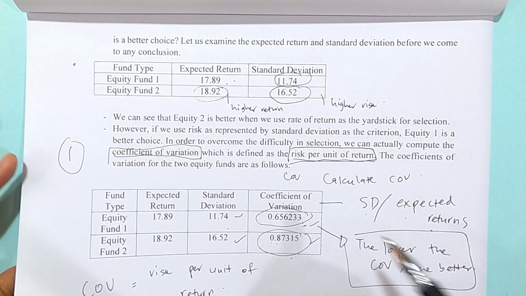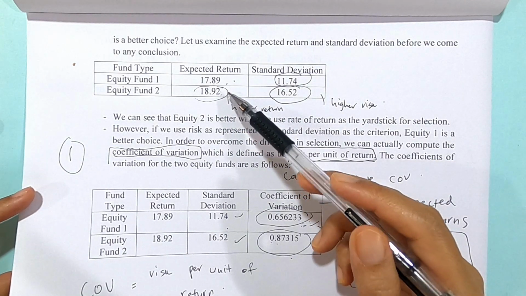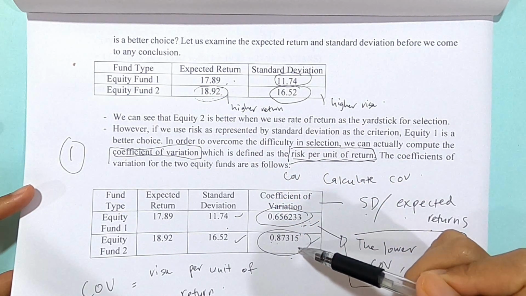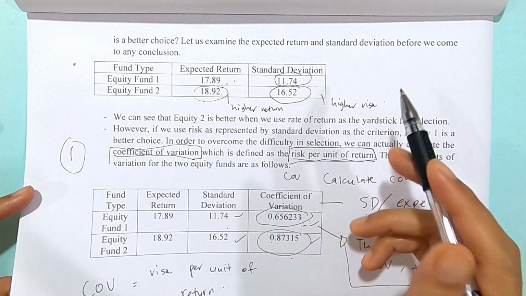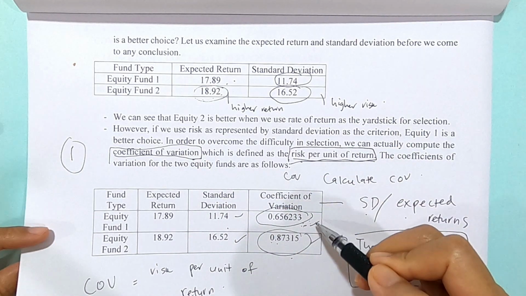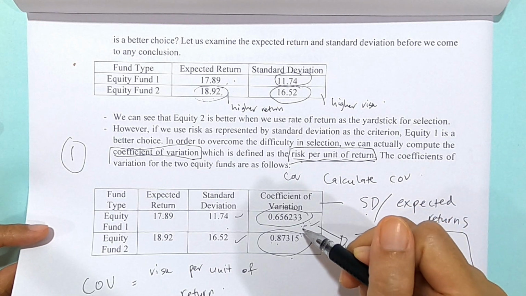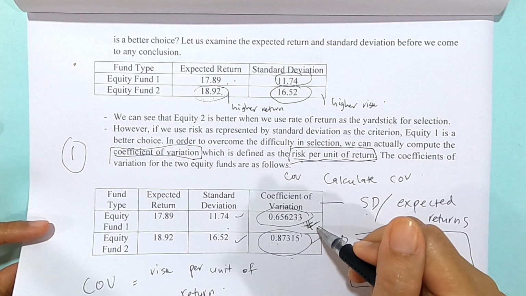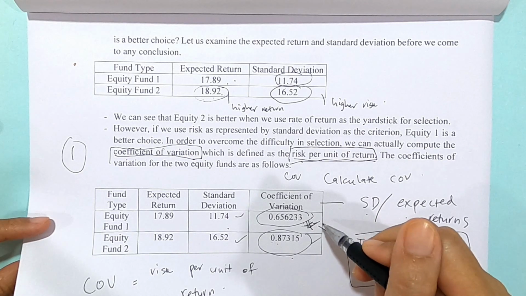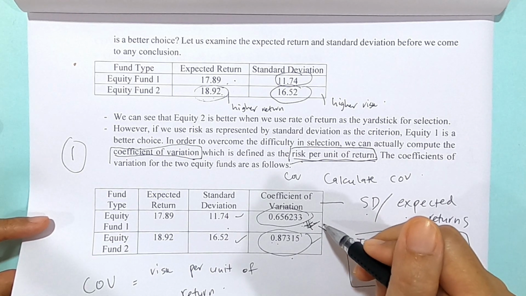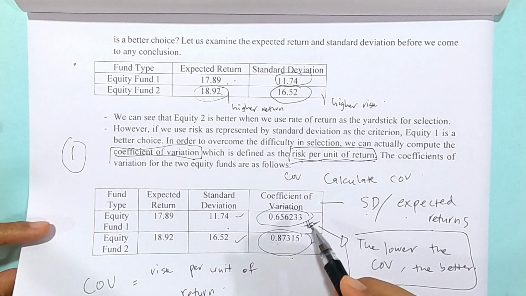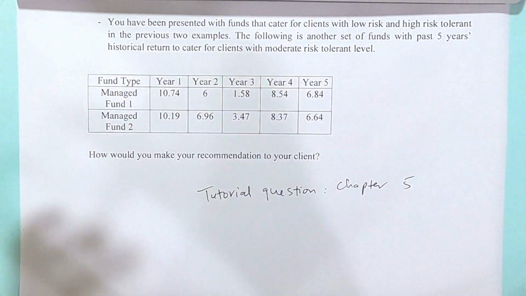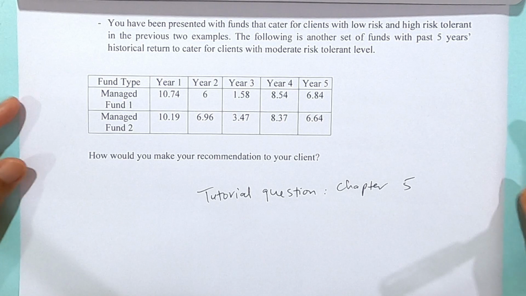So as you can see, although in the previous analysis equity fund 2 is higher in terms of expected return, once we calculate the coefficient of variation, which measures the risk per unit of return, it is more wise to select equity fund 1 once we make a further analysis on the coefficient of variation of fund 1 and fund 2. Alright, so of course the decision here is to invest in equity fund 1. Alright, that's all for this chapter.